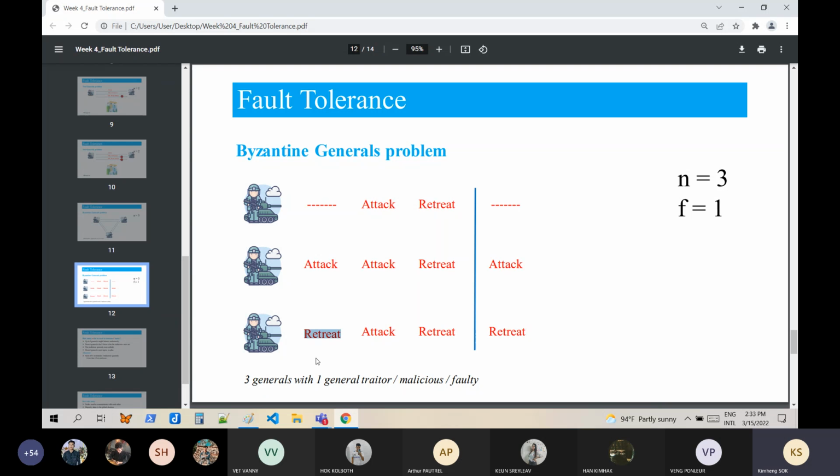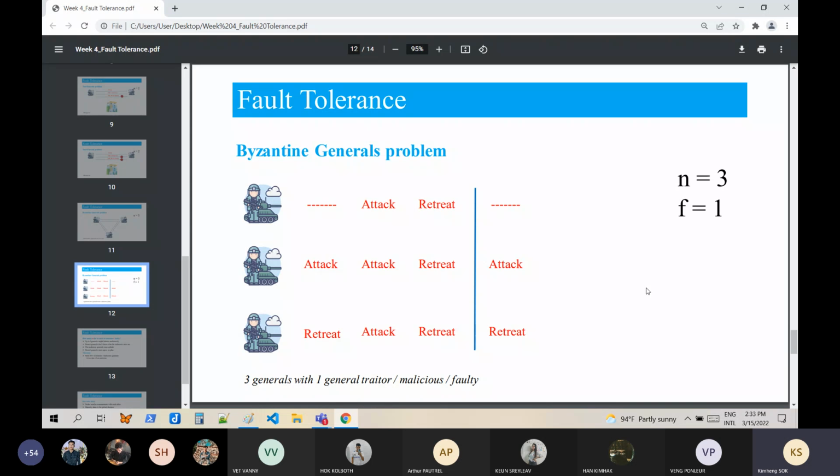When the 2 generals receive this message, they need to send the message to the other one. For example, the second received the message attack, so he needs to send attack to the first one and attack to the third one. But the third one received the message retreat, so he will send retreat to the second one and retreat to the first one. And after that, what is the decision?